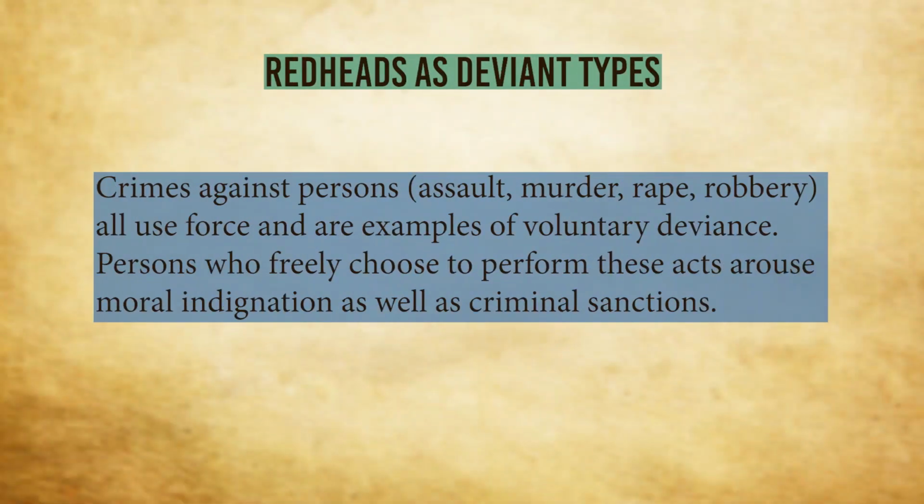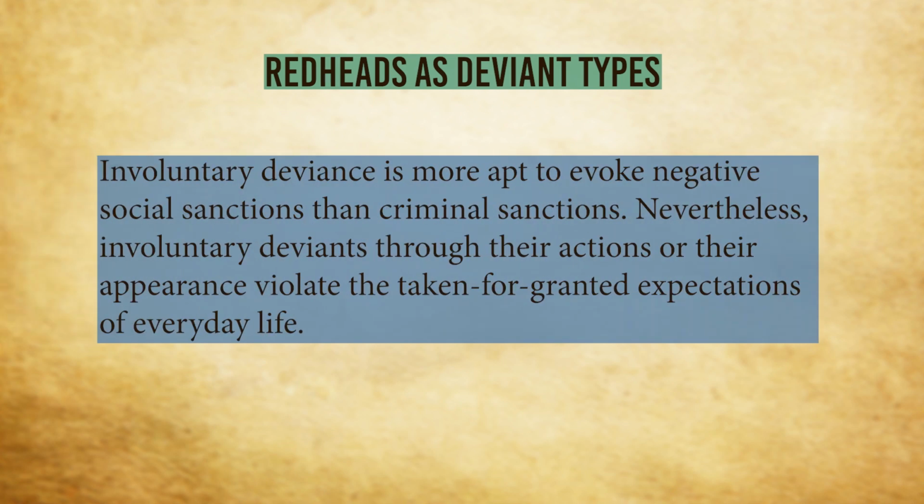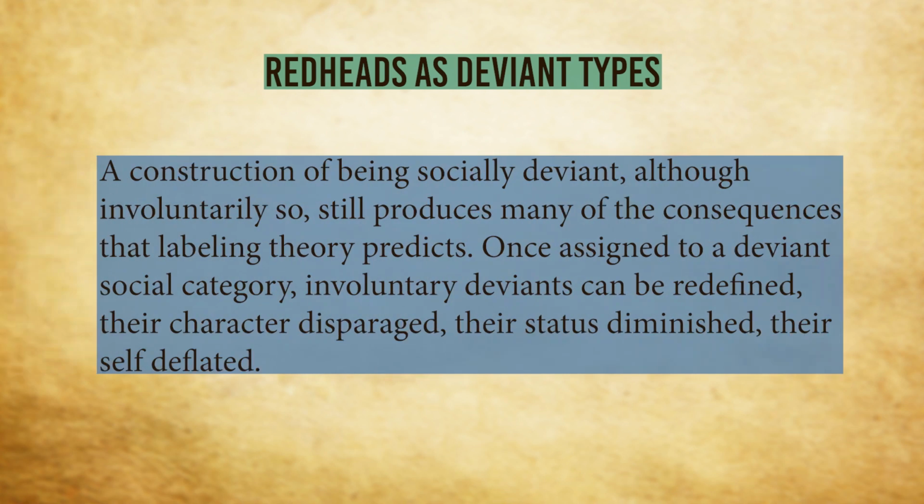Now, crimes against persons using force are examples of voluntary deviance. Persons who freely choose to perform these acts arouse moral indignation as well as criminal sanctions. On the other hand, involuntary deviance is less apt to evoke criminal sanctions. Nevertheless, involuntary deviants, through their actions or their appearance, violate the taken-for-granted expectations of everyday life. A construction of social deviance, although involuntary, still produces many of the consequences that labeling theory predicts.